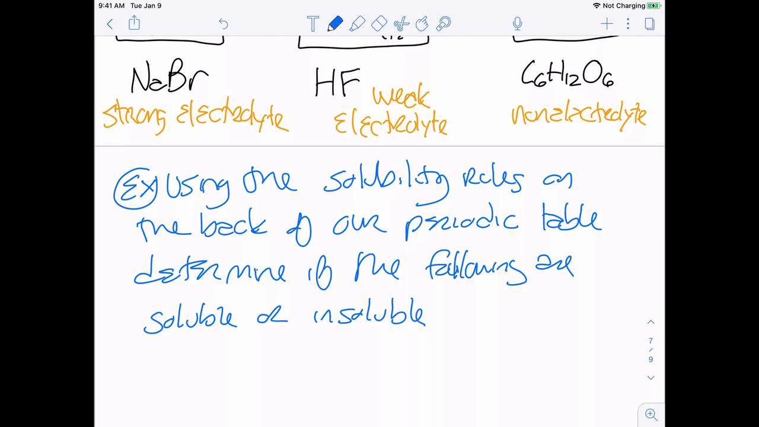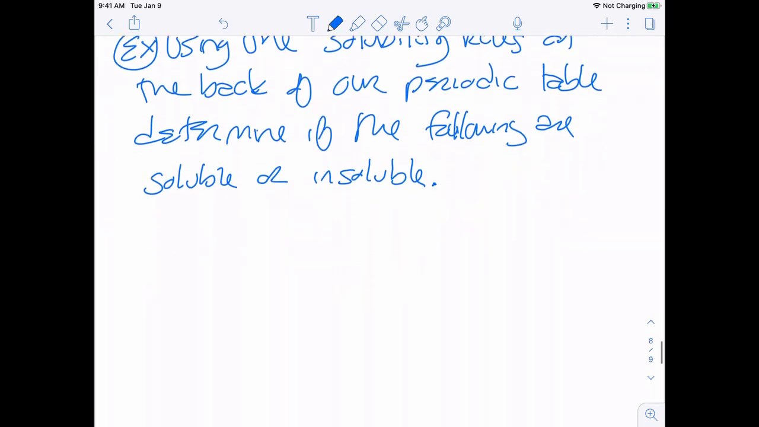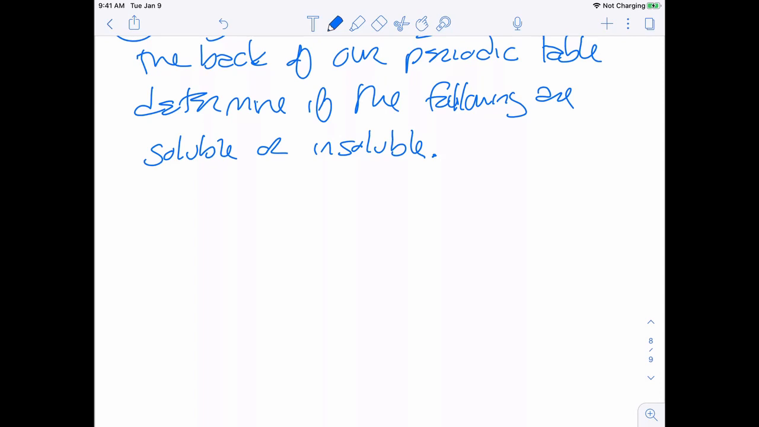Our soluble ones are going to be ones that are strong electrolytes. They're going to dissociate completely in aqueous solution. Our insoluble ones, while they do dissociate a small amount, they are weak electrolytes. We're generally going to consider them staying as a solid.